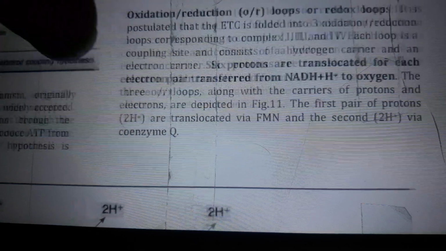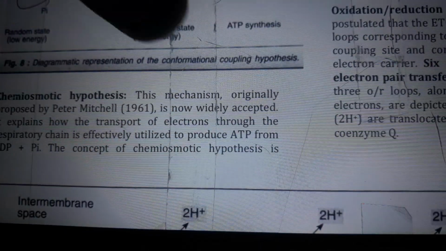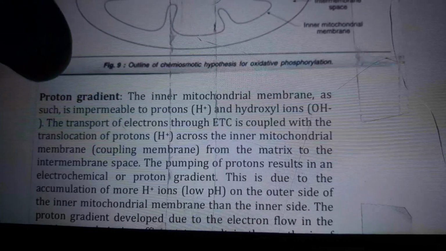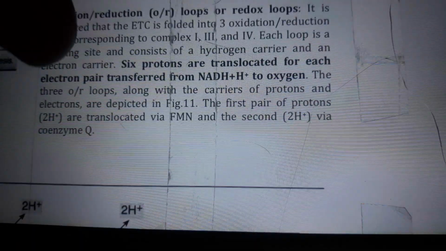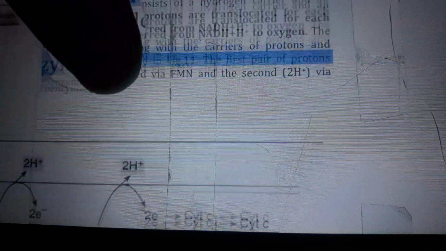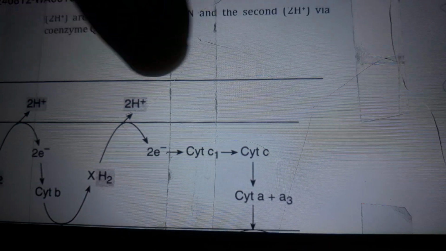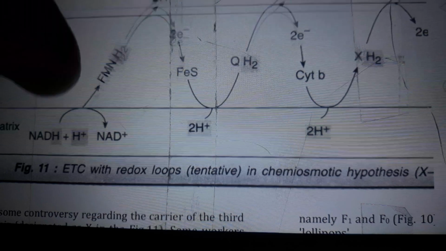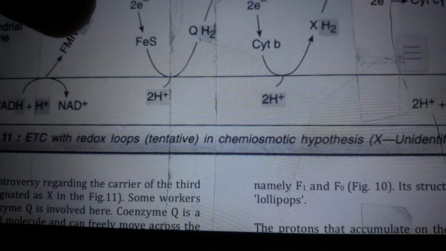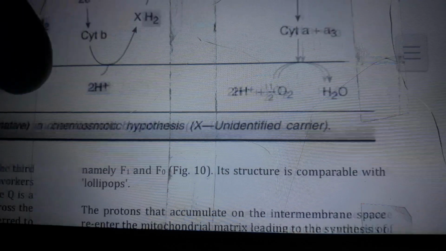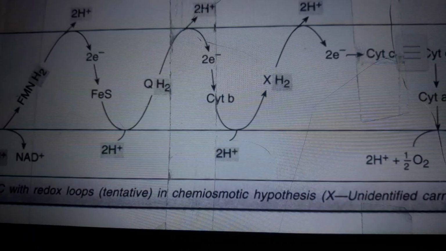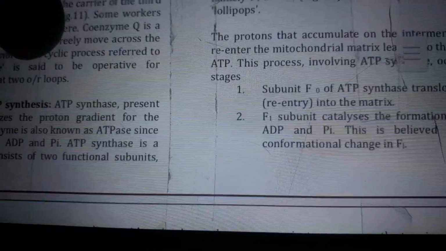That figure would be figure 11, which comes later, we'll show you. It's figure 9, okay? The first pair of protons, 2H plus, are translocated via FMN, and the second 2H plus via coenzyme Q. This is the figure: ETC with redox loops, tentative in chemiosmotic hypothesis. Okay, take a screenshot and study it.